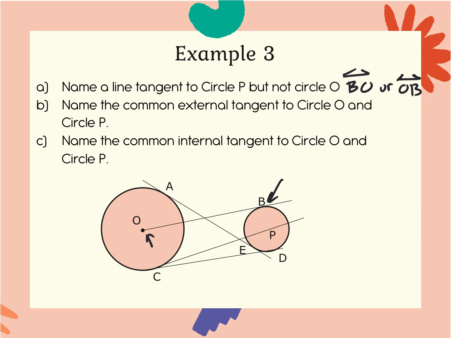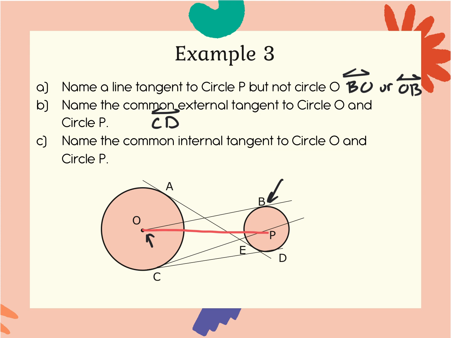Now for B, they want us to name a common external tangent to circle O and circle P. So if you guys remember how to do the external, I'm going to draw from the circle of both and figure out which line doesn't touch that is tangent to both circles. In this case, a line that doesn't touch and is tangent to both circles is line CD.